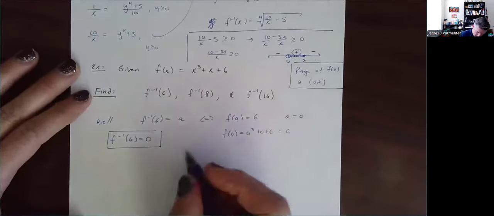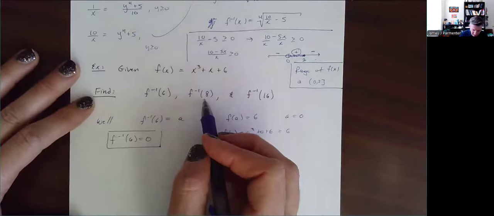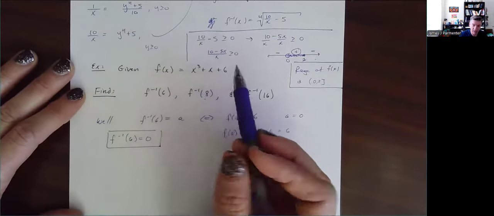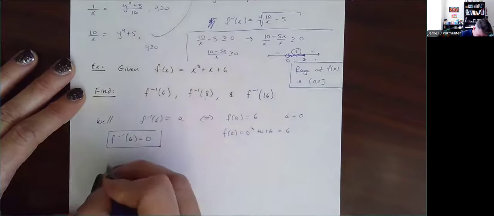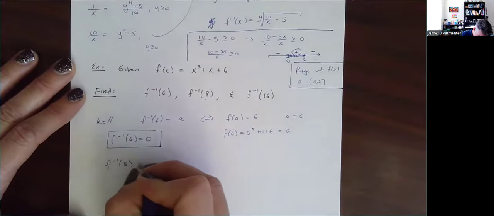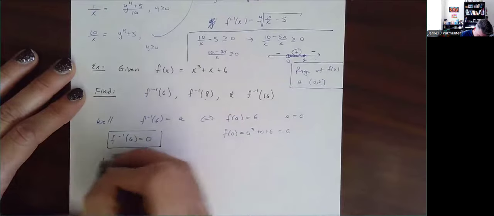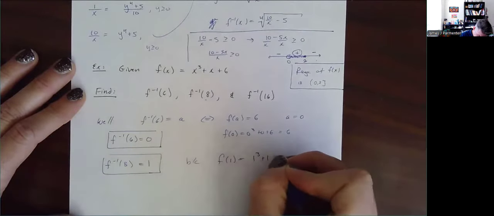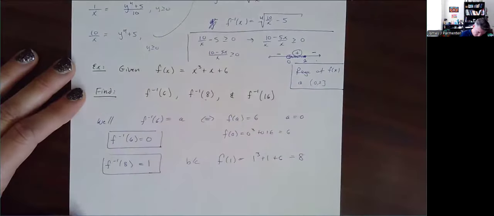In a similar way, if I look at f inverse of 8, well, I think if I plug in 1 for x, 1 cubed plus 1 plus 6 is 1 plus 1 plus 6, which is 8. So it looks like f inverse of 8 is equal to 1 because f of 1 is equal to 1 cubed plus 1 plus 6, which is 8.